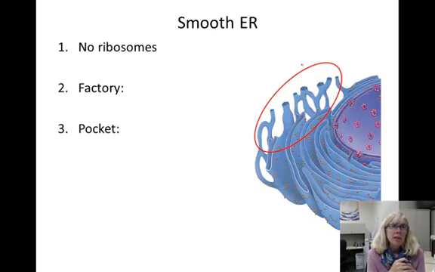The smooth ER is a region of endoplasmic reticulum that doesn't have ribosomes bound to it. The factory function of this is to make lipids, like phospholipids and steroids. They also hold enzymes in place to break down carbohydrates for fuel or to break down toxins in the body to prevent cell damage. The pocket function of the smooth ER is to hold things away from the cytoplasm. In muscle cells, for instance, the smooth ER stores calcium ions.